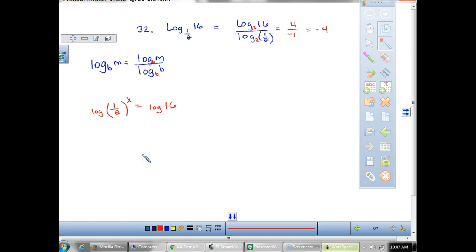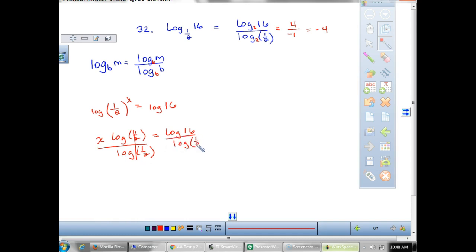Well, yes, but what about the power? What do I know about this x? Where can it go? Can't it come down front? Oh, yeah. So I have x times the log of 1/2 is equal to the log of 16. And log of 1/2, you know what that is, but no matter whether you do or don't off the top of your head, it is just a number. It's just a number. So I'm going to divide both sides by log of 1/2. So cancel.